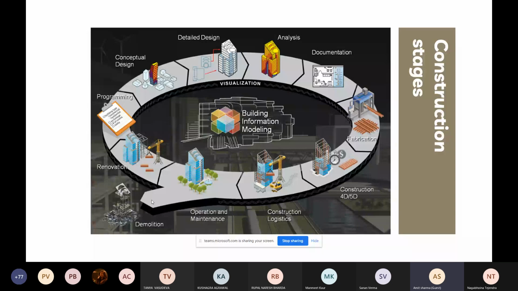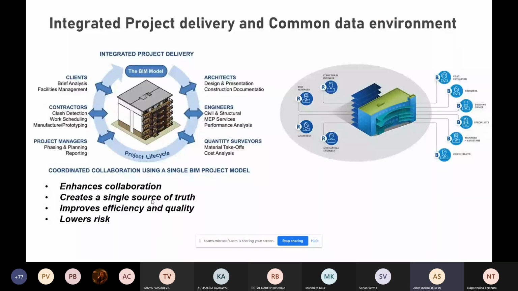The next topic is integrated project delivery and the common data environment. IPD is a construction project delivery method that seeks efficiency and involvement of all participants through all phases of design, fabrication, and construction. In IPD, every stakeholder gets involved at an early stage. We don't design first and then bid it later. Everyone is involved on the same BIM model.